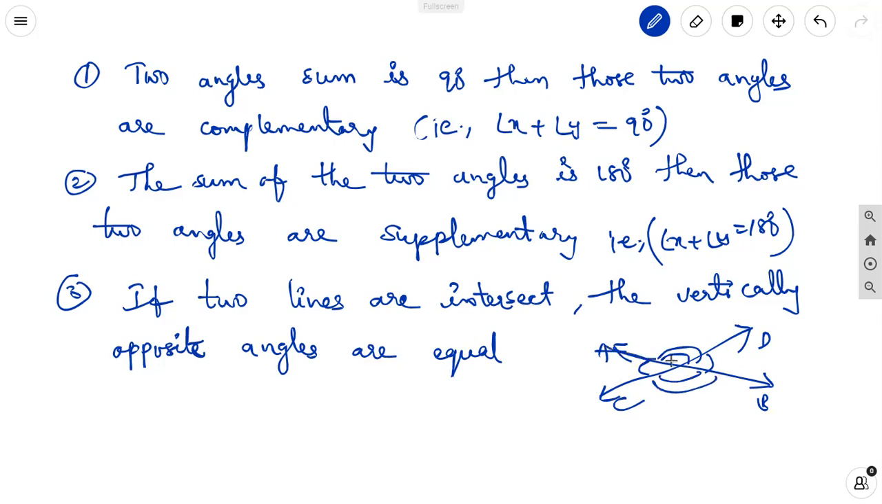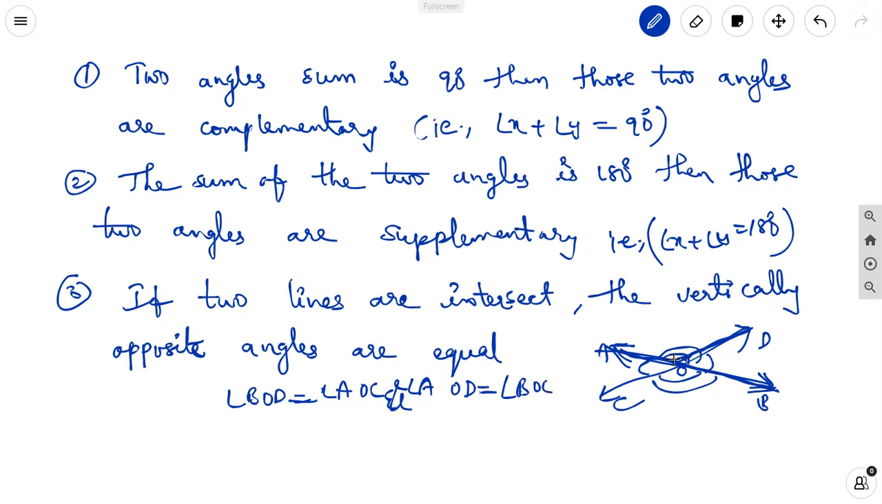Why? Because here AB is a line. These are two adjacent angles on the line. OD is the common arm. With the common arm, angle BOD is equal to angle AOC, and also angle AOD is equal to angle BOC.